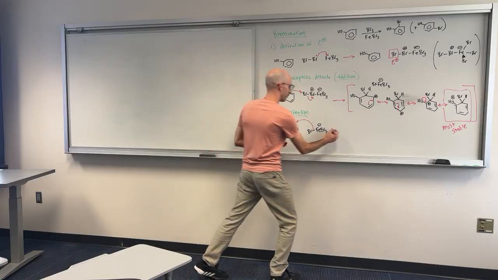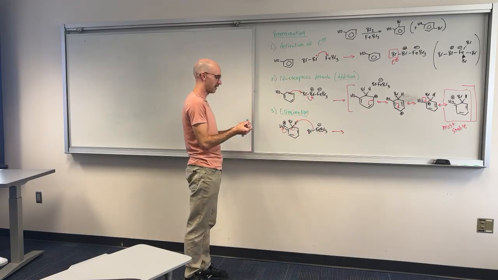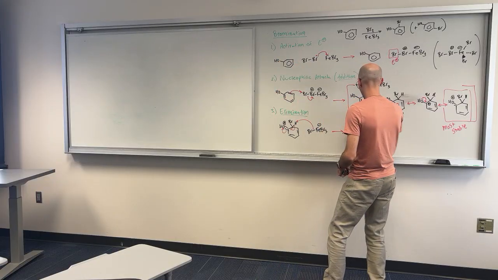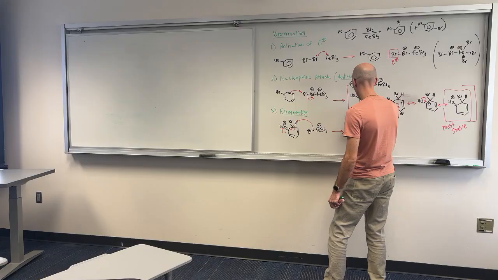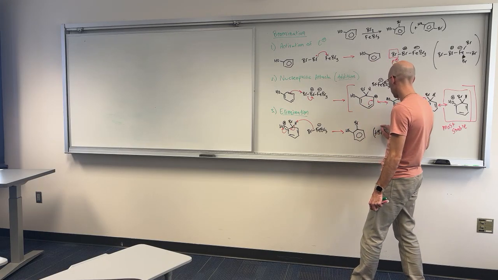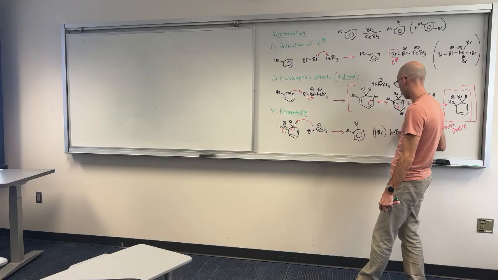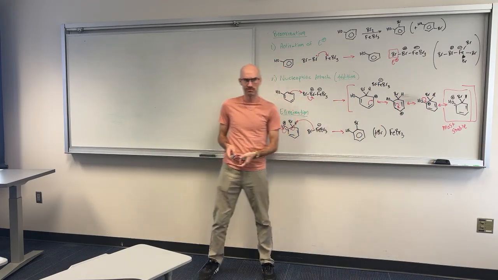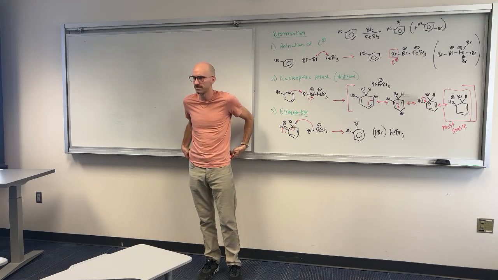Pi product. Yeah. You get the orthobromophenol, hydrobromic acid, and the catalyst reforms FeBr3. You should always reform your catalyst. Otherwise, the reaction's not going well.